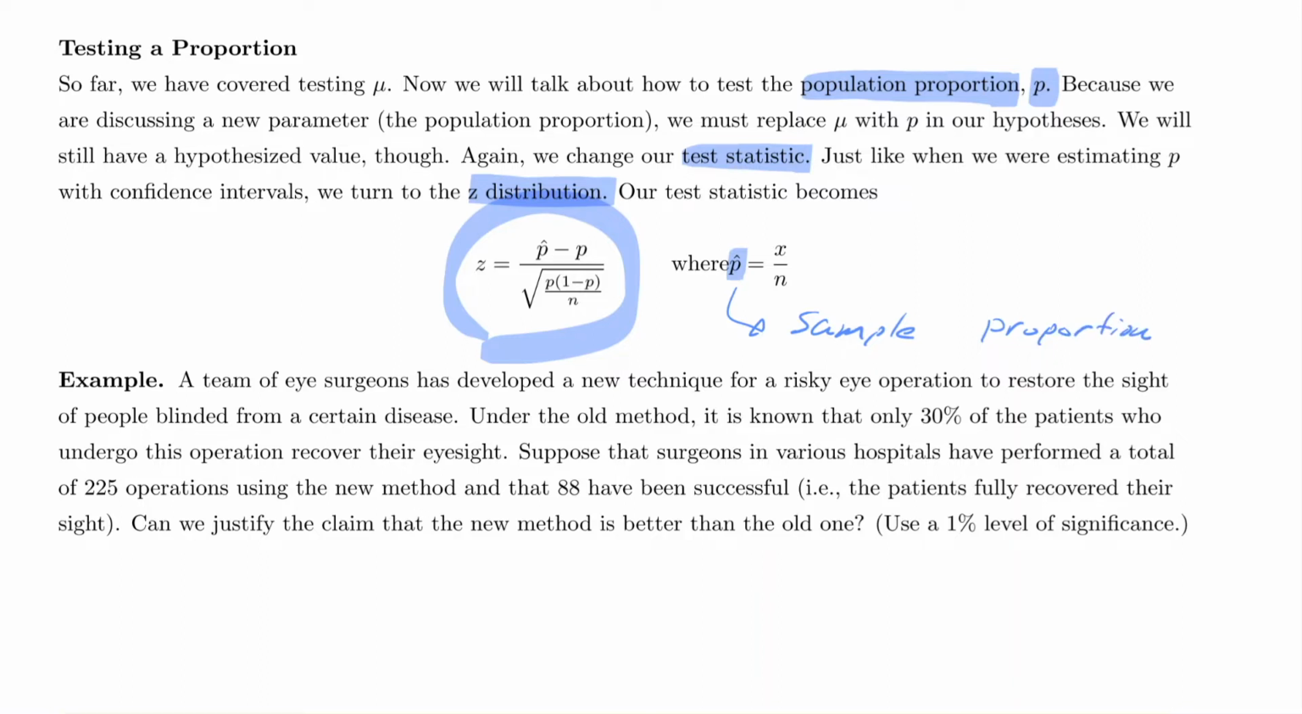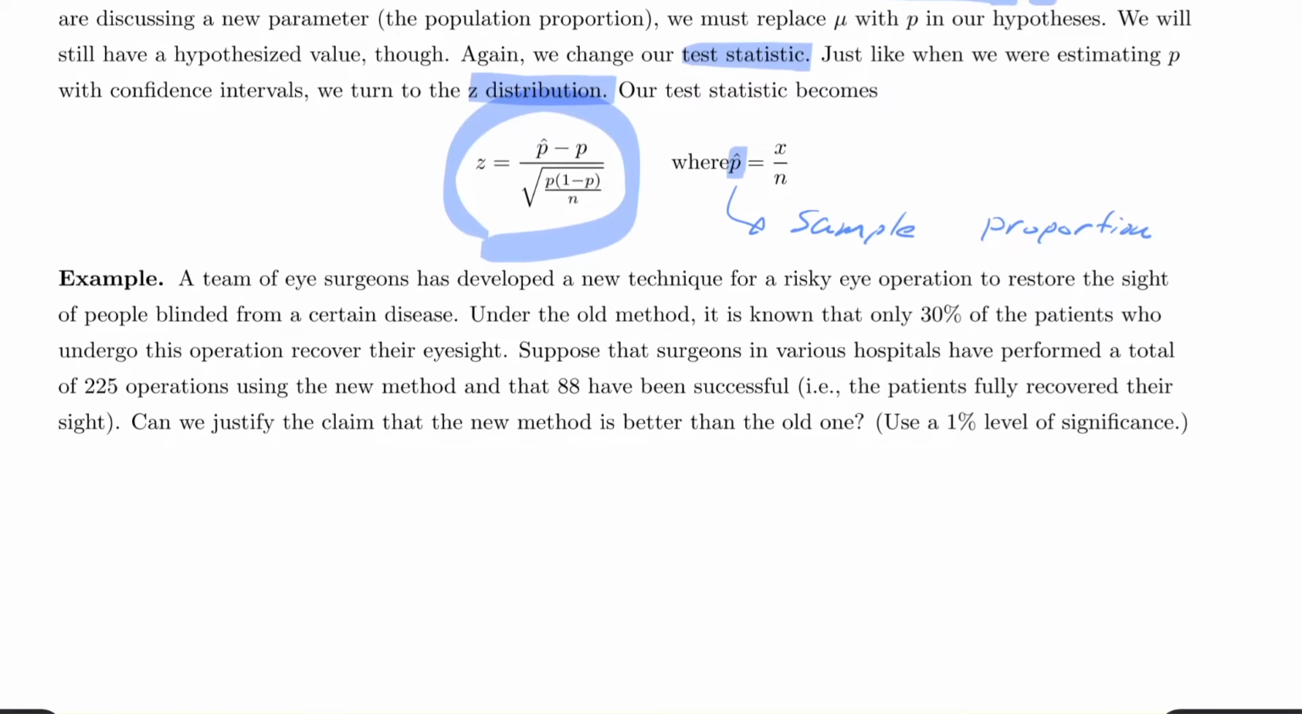and we need to use that to find the test statistic. And everything else is the same. Set up the statements, find the test statistic, find the p-value, compare the p-value with the alpha value, and find the conclusion. So let's look at an example.